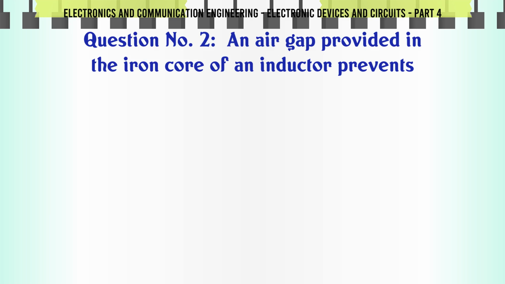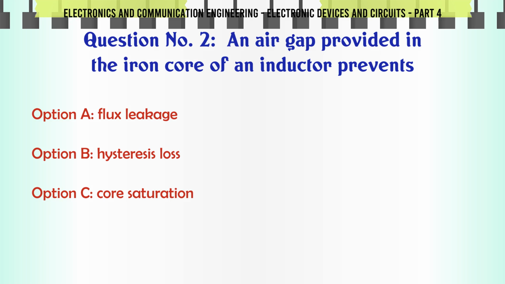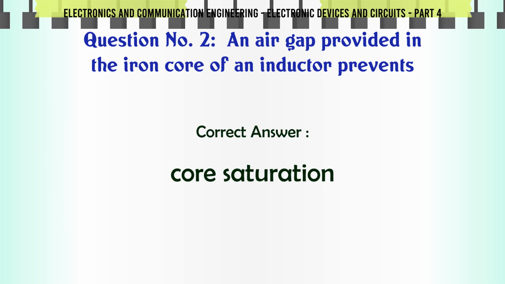An air gap provided in the iron core of an inductor prevents: A. Flux leakage, B. Hysteresis loss, C. Core saturation, D. Heat generation. The correct answer is core saturation.